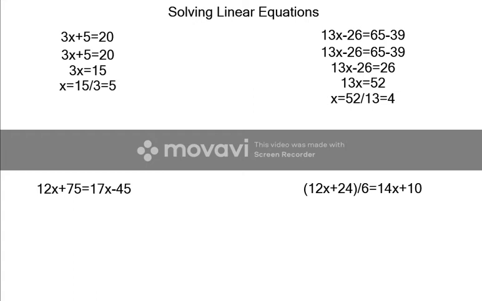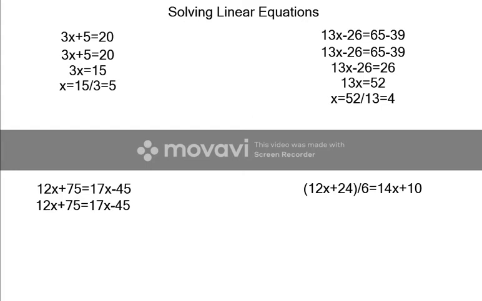Now let's look into another type of problem. You can see that we have variables on both sides of the equation. It's basically the same steps: we move the variables to one side and then move the constants to the other side. So let's do that. We have 12x plus 75 equals 17x minus 45.